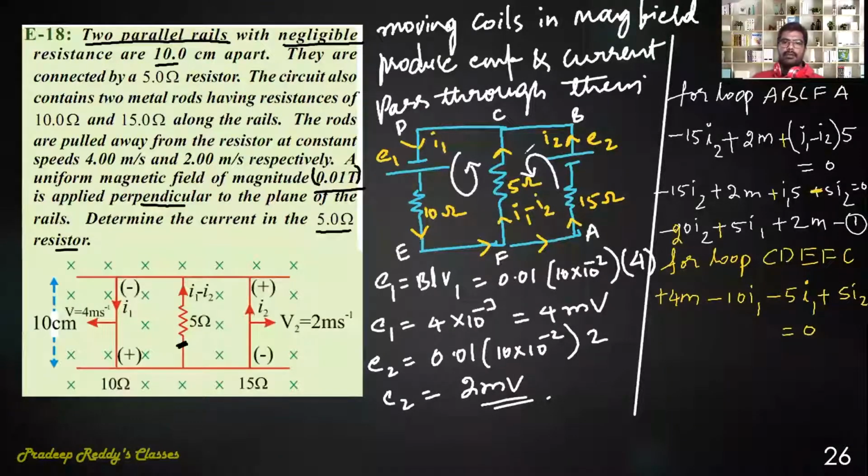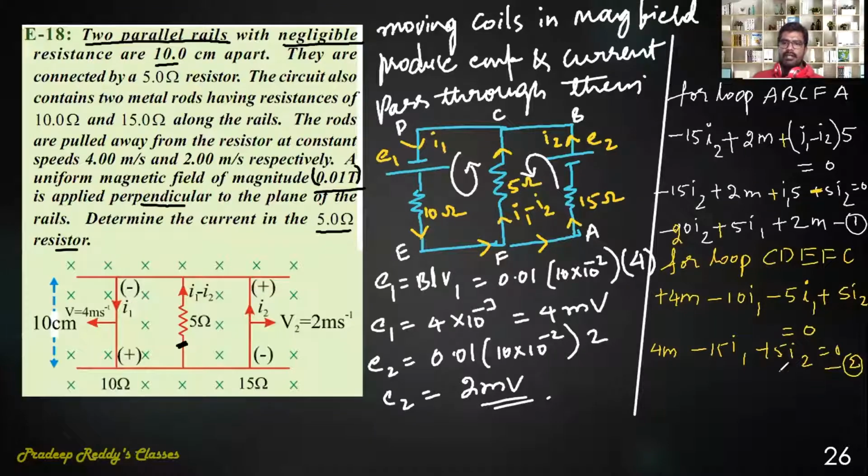I'm sorry. So it is coming in opposite direction, right? So we are going in opposite direction to the loop. So you should take plus over there. Now this comes 4 milli minus 10 minus 5 minus 15 I1 and plus 5 I2 is equal to 0. Right? This is equation number 2.